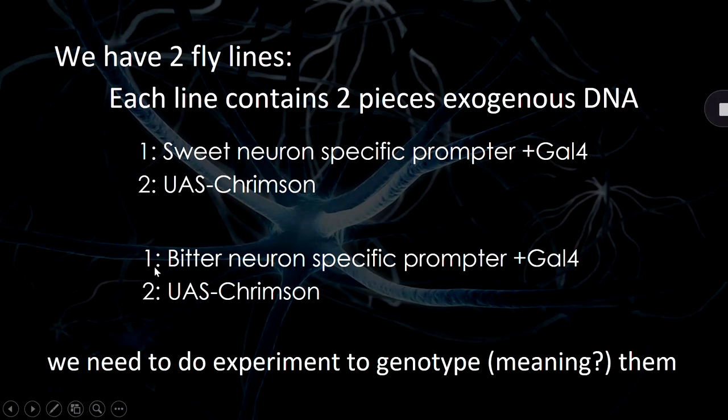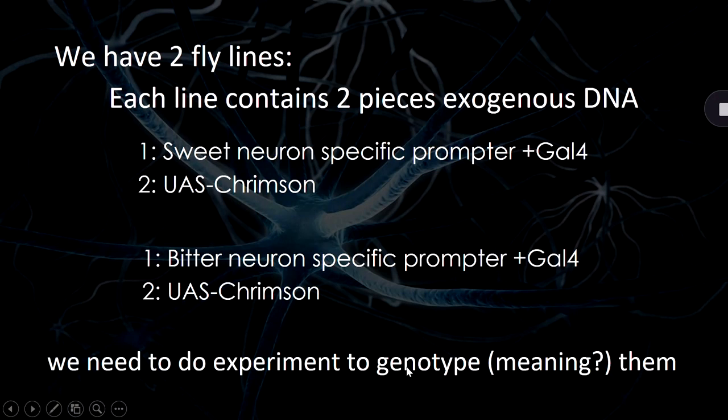And the other fly line has a bitter-specific neuron promoter plus the GAL4 gene, and then you have the UAS plus chromosome gene in that fly line too. So for the second fly line, the GAL4 is only expressed in bitter neurons, and only in bitter neurons the UAS will be activated, which means the chromosome will be expressed in the bitter neurons, right? Okay, so we need to do an experiment to genotype these two fly lines.